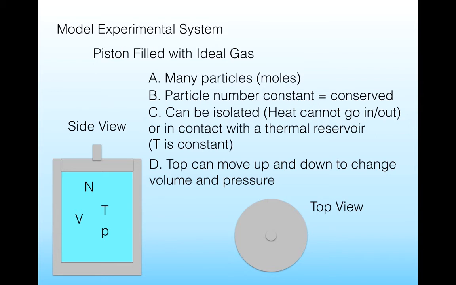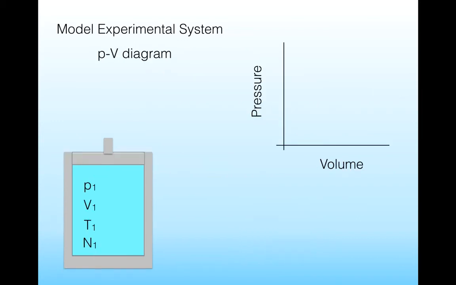And so we can talk about the number of particles, the volume, the temperature, and the pressure of the gas that's inside of this. And we can obviously make changes to this to go through the thermodynamic processes that we'll talk about today. So using this piston as our experimental system, we can then deduce the pressure and the volume of that system. And for any particular state, we can plot on the pressure volume or PV diagram the location of the pressure and volume of that state.